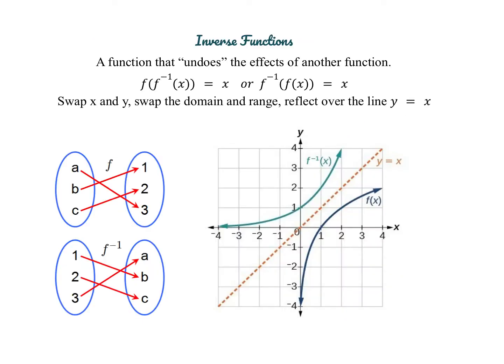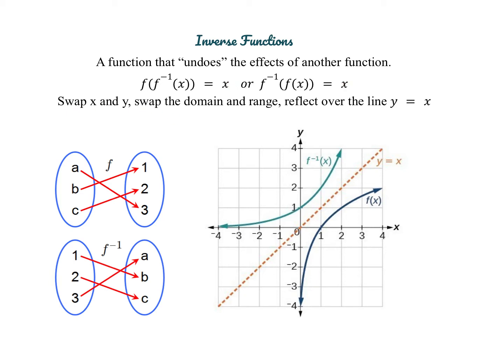So today we're going to be finding inverse functions of quadratic and cubic models. Just a quick reminder, an inverse function is really just a function that undoes the effects of another function. By definition, as we did in the warm-up, f of f inverse of x should equal x, or f inverse of f of x should equal x. When you plug one into the other, it results in x because the operations undo each other.